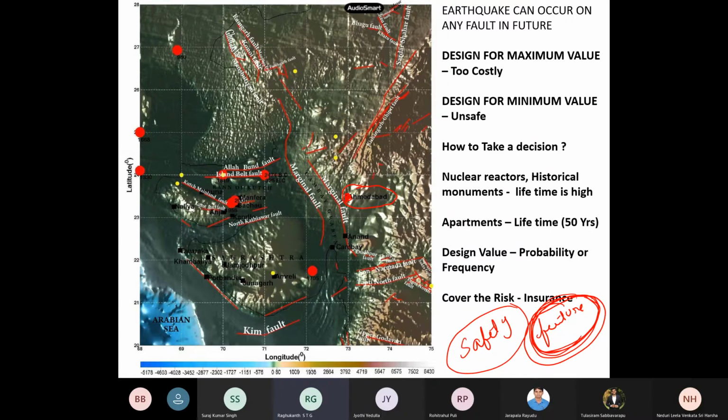We ourselves don't know our future, but if you want to decide the building's future, it becomes very problematic. So let us say in Ahmedabad I want to construct a building with a design life of some 50 years. The building has to be safe against earthquakes, and we are interested only in earthquake load, not wind or anything like that.